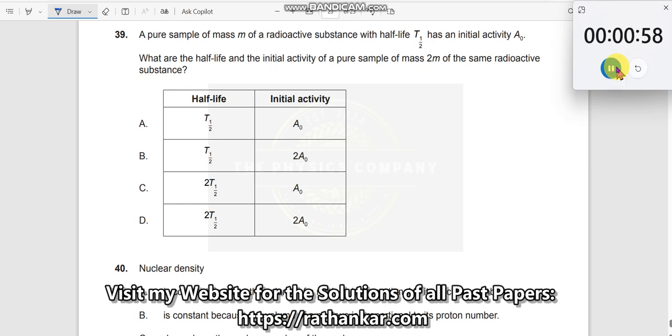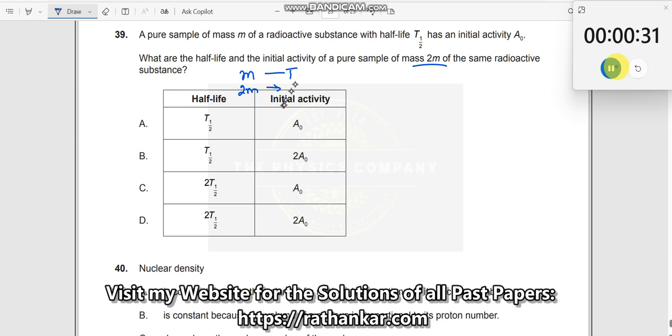Question number 39. A pure sample of mass m of a radioactive substance with half-life T and an initial activity A0. What are the half-life and initial activity of a pure sample of mass 2m? Okay, the question is about, if you have a nuclear sample of mass m, then the half-life is T. But if you have the same sample with mass 2m, that means what? If you take twice the mass of the sample, then what will happen to the half-life and the initial activity?